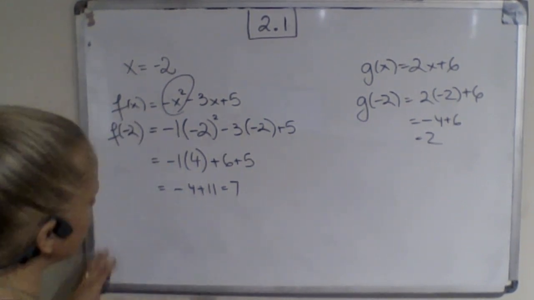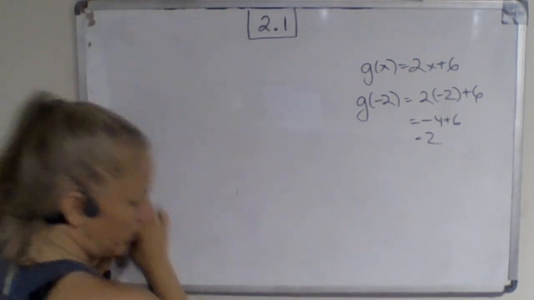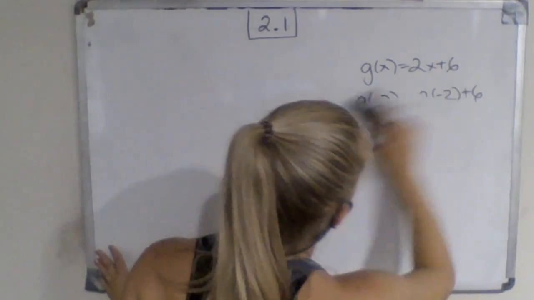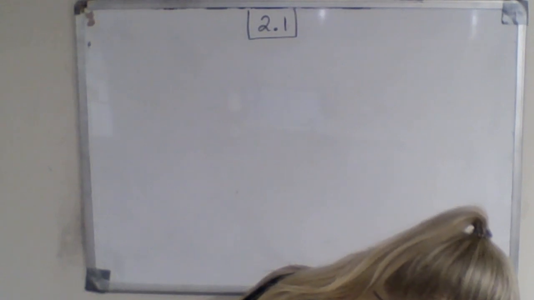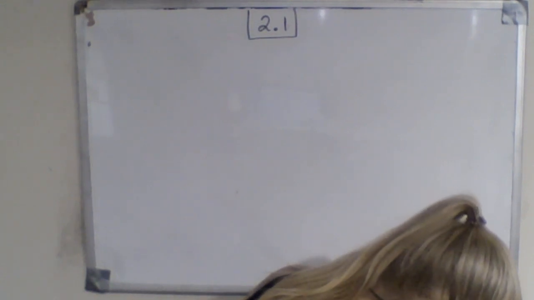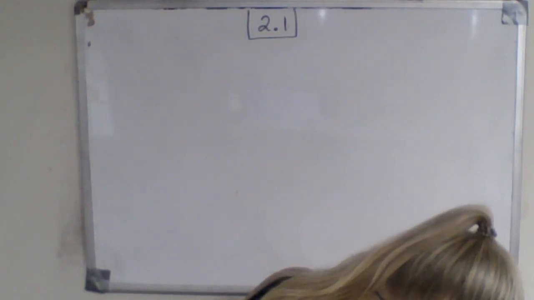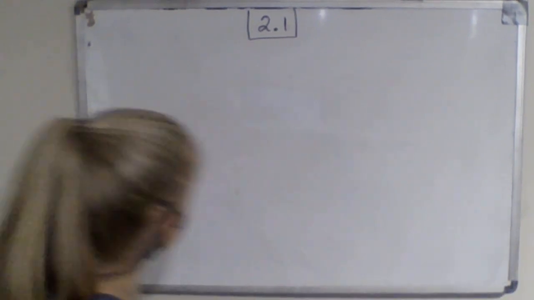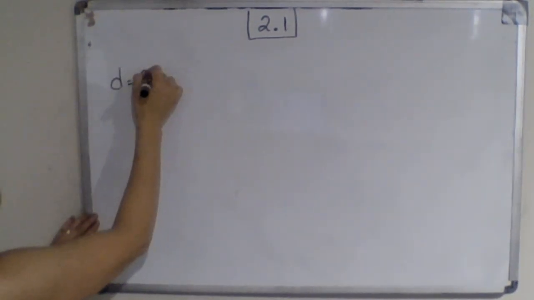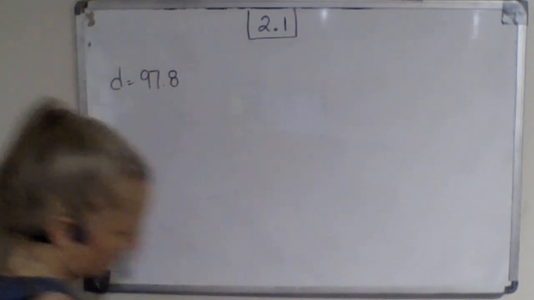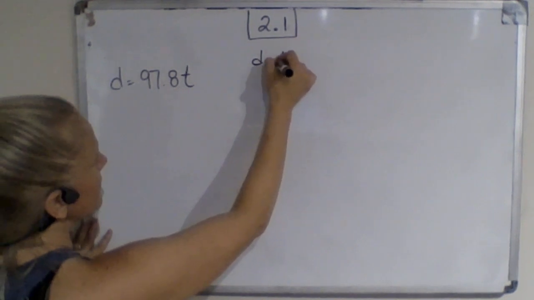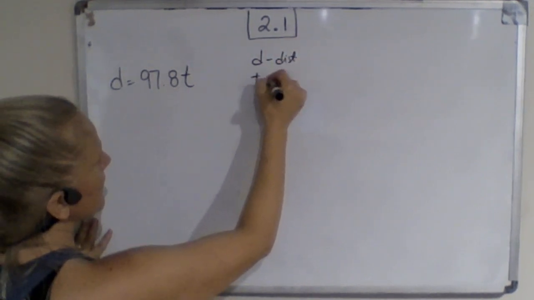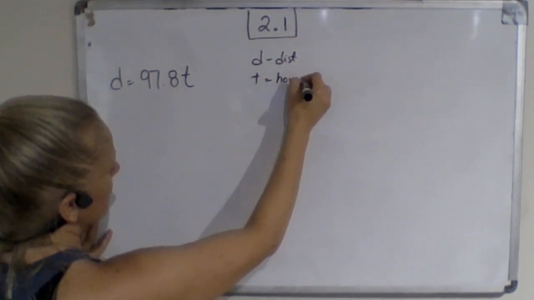Now, the last thing we have to do is example 6 on page 70, which is a word problem, and it has a lot of words in there. They do give us a formula. They say the distance in kilometers that this balloon travels is D equals 97.8 times K times T. Okay, D is distance, T is hours, right?